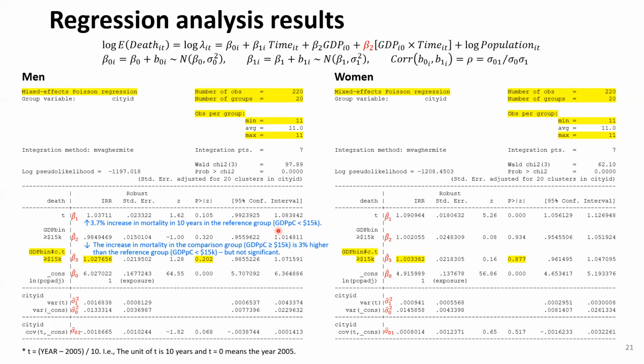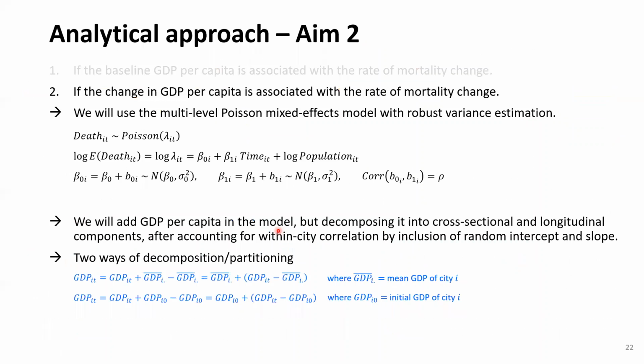Okay, so let's go to the next one. We go to aim 2. We are interested in looking at the association between change in GDP and change in mortality. Previously we were looking at the initial value of GDP, but now we are interested in the association between the change in GDP and change in mortality. How to do so?